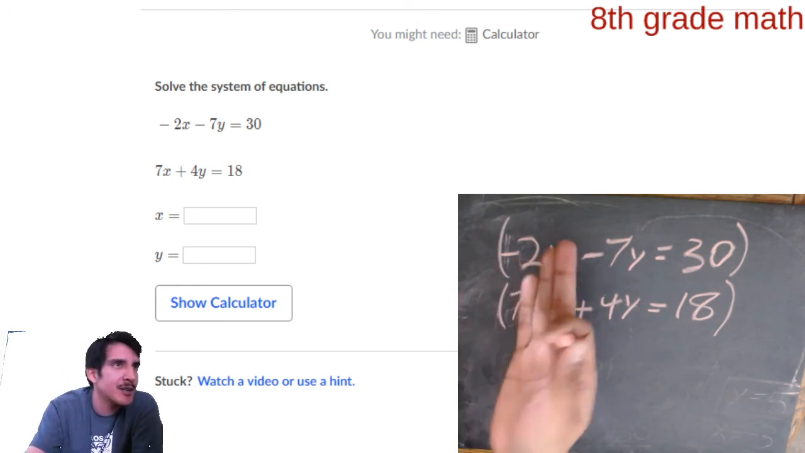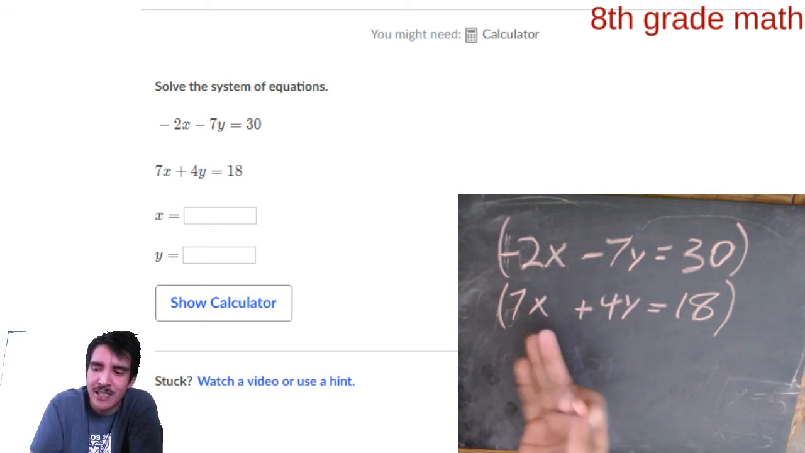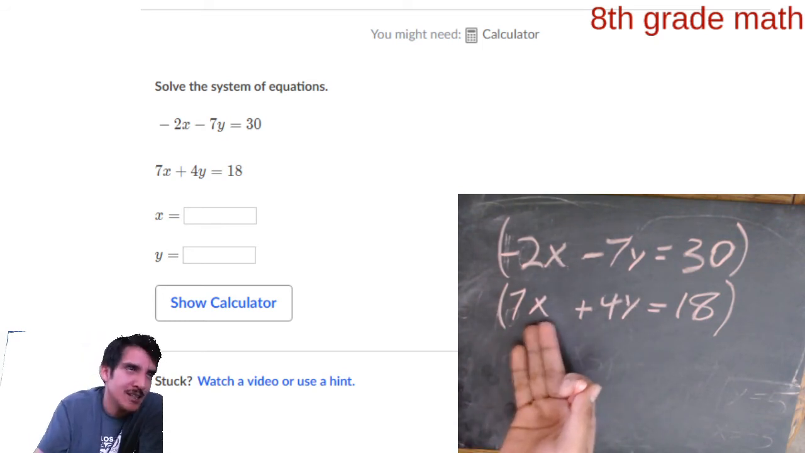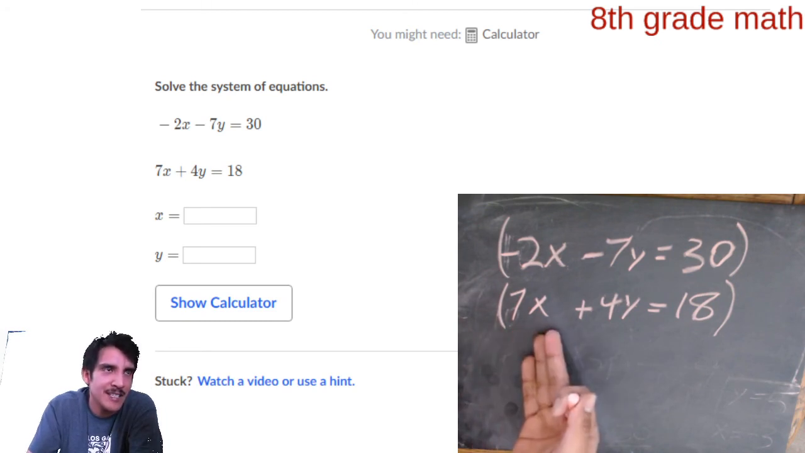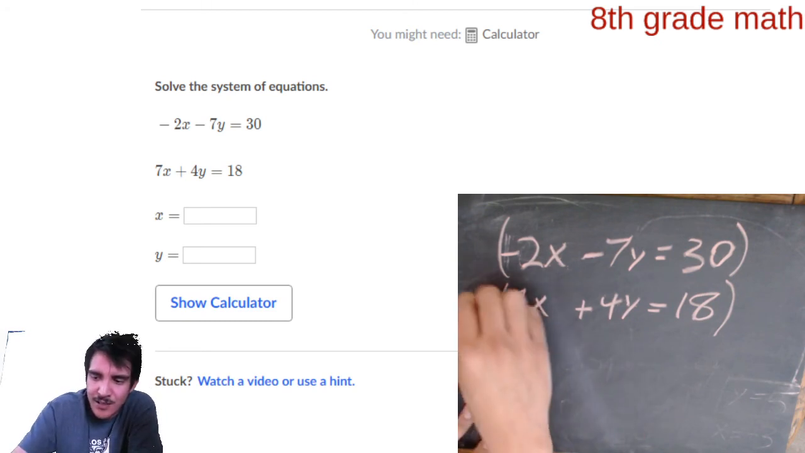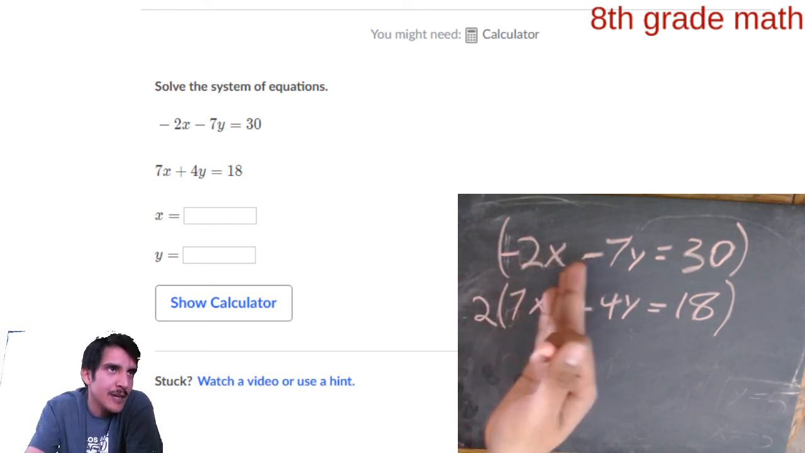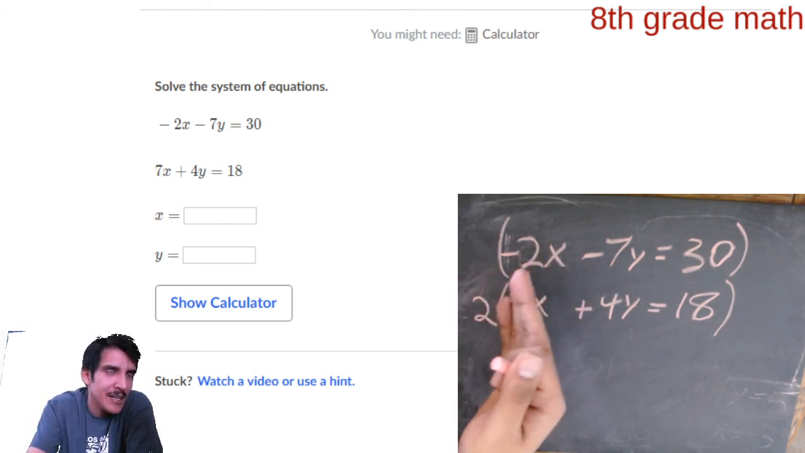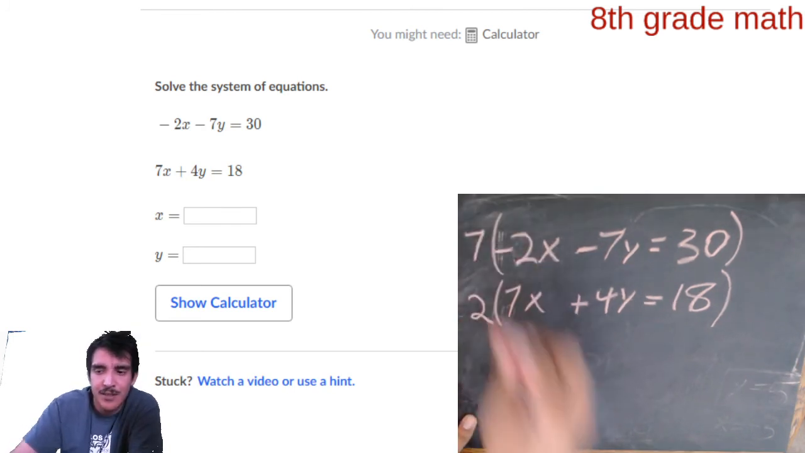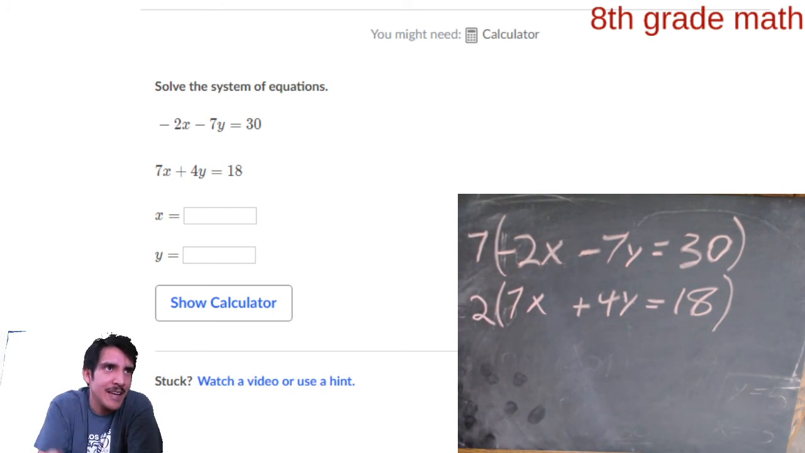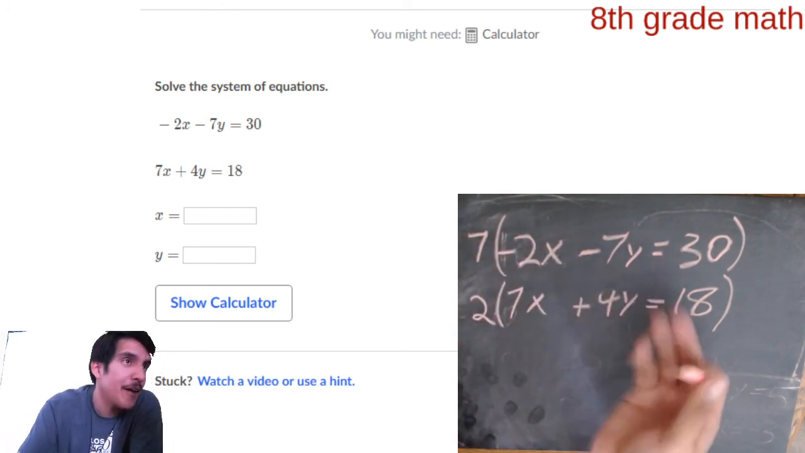So I'm going to try to turn the negative 2x into negative 14x, and I'm going to try to turn this one into positive 14x. This one's easy. 7x, how do I turn 7x into positive 14x? You just double it. You do times 2. And how do you turn negative 2x into the opposite, negative 14x? I'm just going to do times 7. Because if I do that, I will now have opposites.